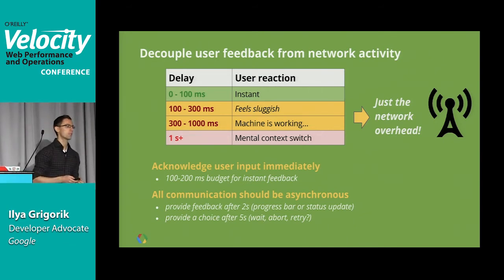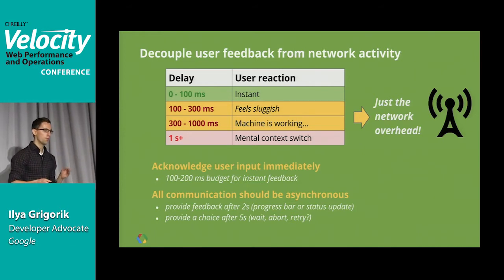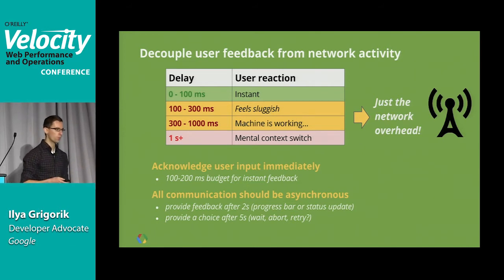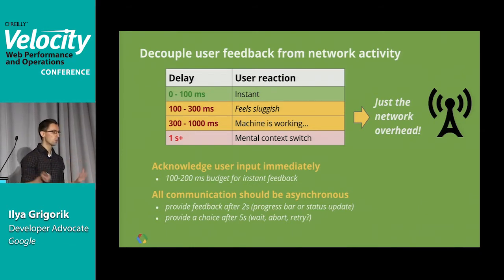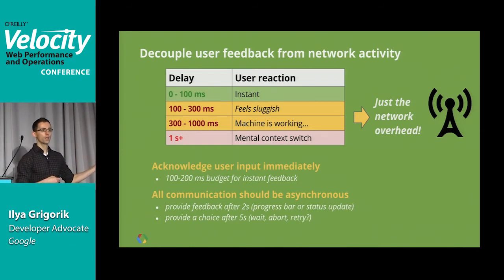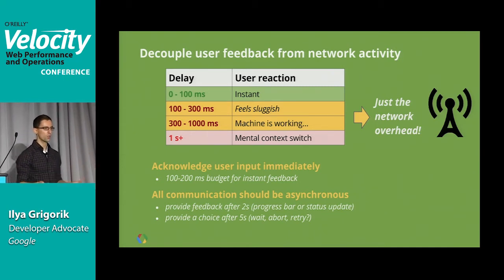If you want something to feel instant, it needs to respond to the user in 100 milliseconds, right? If you want to keep the user on task, you have to respond within 1 second. Anything over 1 second, you're already kind of losing, the user may be switching context. But you just saw that just sending a packet takes 500 milliseconds to multiple seconds.